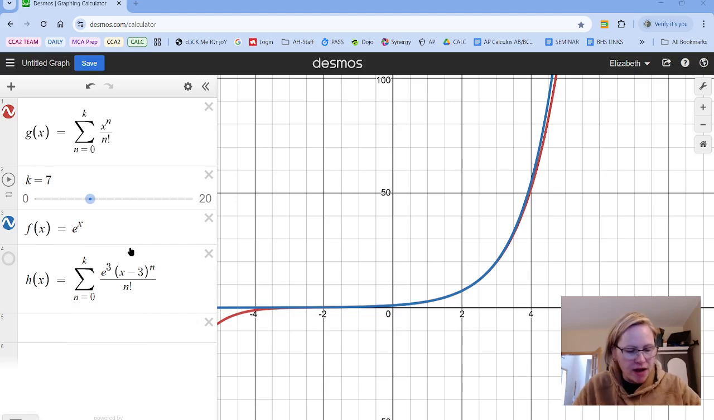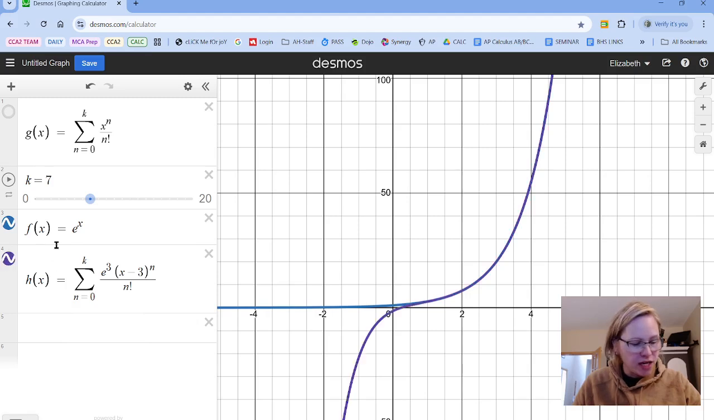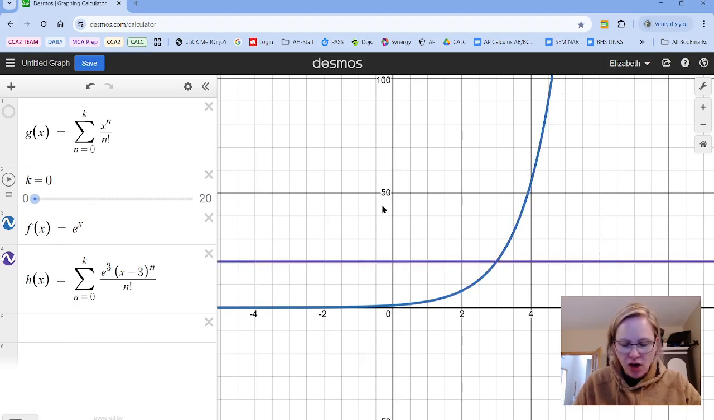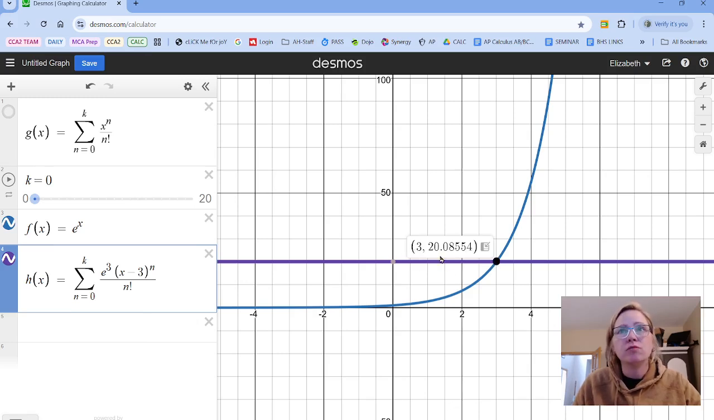Looking at my graph, I'm going to turn off the original series that we centered at 0, the red one, and I'm going to highlight this new one. Now we have created this purple function, and we'll back k all the way up. And notice that I am now centered at 3, and this is e cubed, 20.08554. So that's our center now, and this becomes the place where my function is pinned to e to the x.